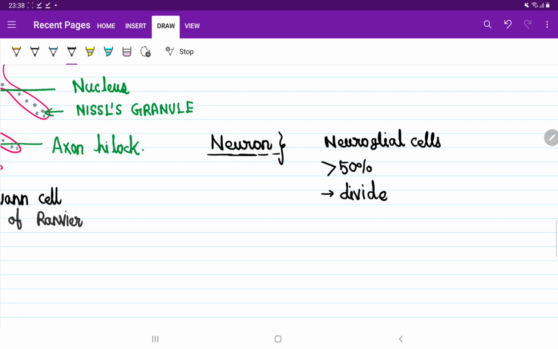This neuron is responsible for two functions of the neural system. One is controlling the organ, controlling the activity, and the second is coordination between two organs, coordination between two activities. Like at present, I am speaking and also writing something. That means my brain, my tongue, my vocal cord, my fingers, my hand, they all are working in a coordinated manner. So the neuron is for control and coordination, and the neuroglial cells support all these neurons.